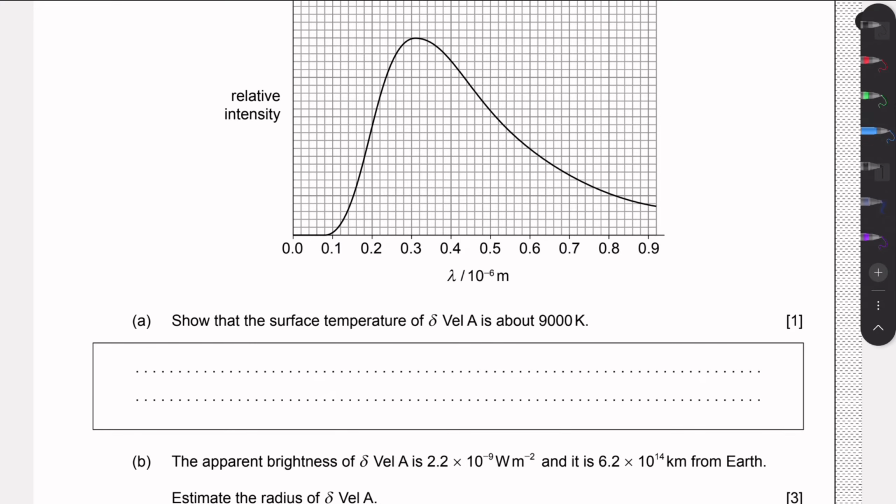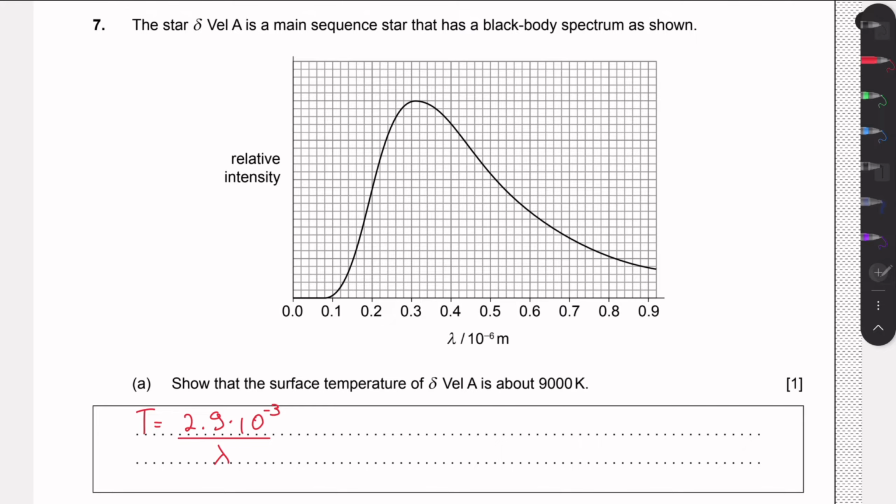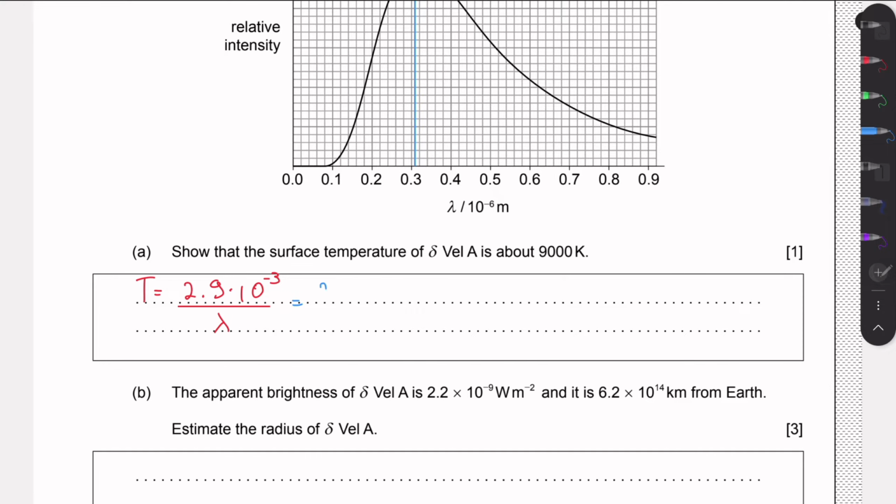If we look in our data booklet, we'll see this relationship that the temperature of a star is just 2.9 times 10 to the minus 3 divided by the maximum wavelength emitted. From this graph we can read off this maximum wavelength. It's approximately over here, so if we read this wavelength value off, it should be around 0.31. So all we need to do is plug this in and divide.